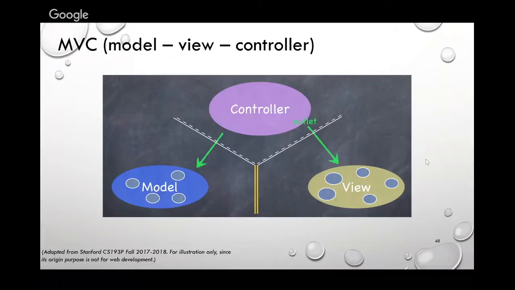And then B will have B model, B controller, and B view. They will also communicate with each other. Okay. So then what is MVC? What is model, view, and controller?